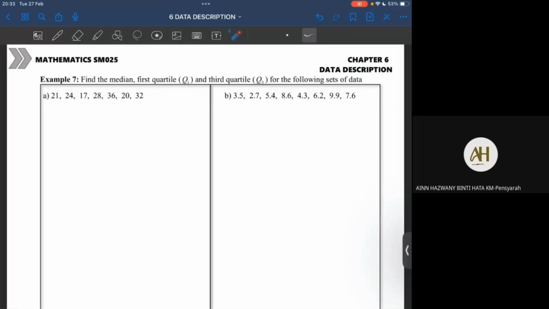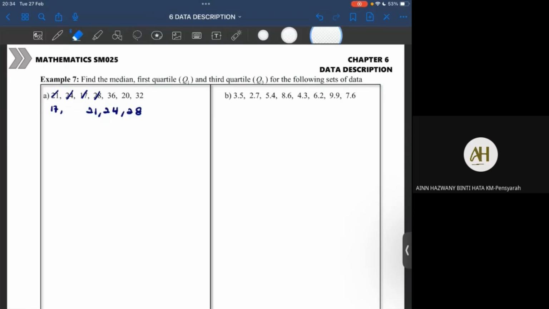Okay, find the median, first quartile and third quartile for the following sets of data. So, kita cari Q1 dulu. First sekali data kamu masih dalam ascending order. So, kita susun dulu. Ada 17, 21, 24, 28. Macam tertinggal.